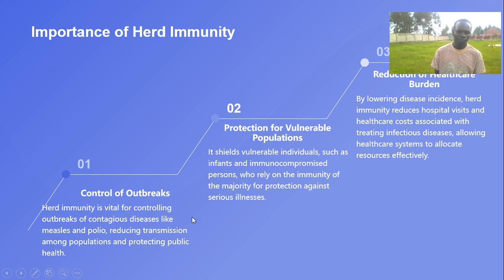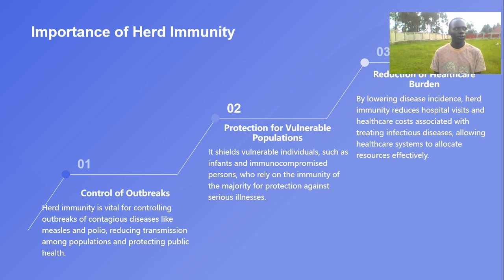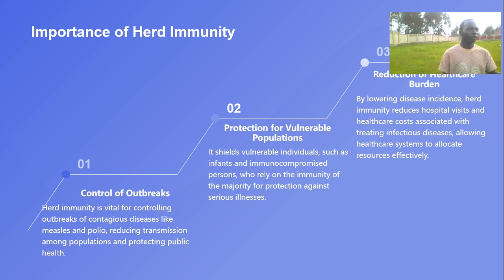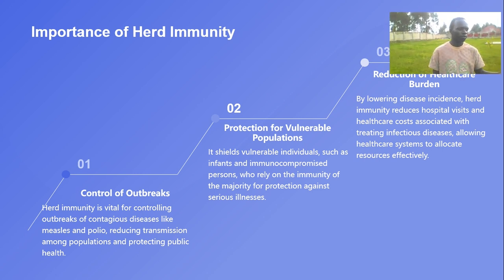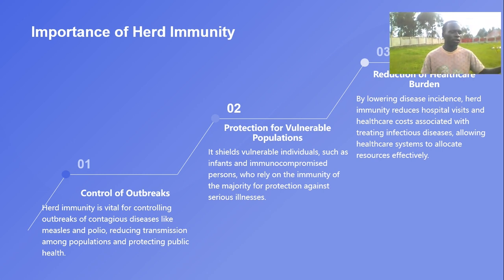Herd immunity is vital for controlling outbreaks of contagious diseases like measles or polio. In this way, if a disease outbreaks in a specific area and people are vaccinated, they cannot spread the disease to neighboring places or regions.